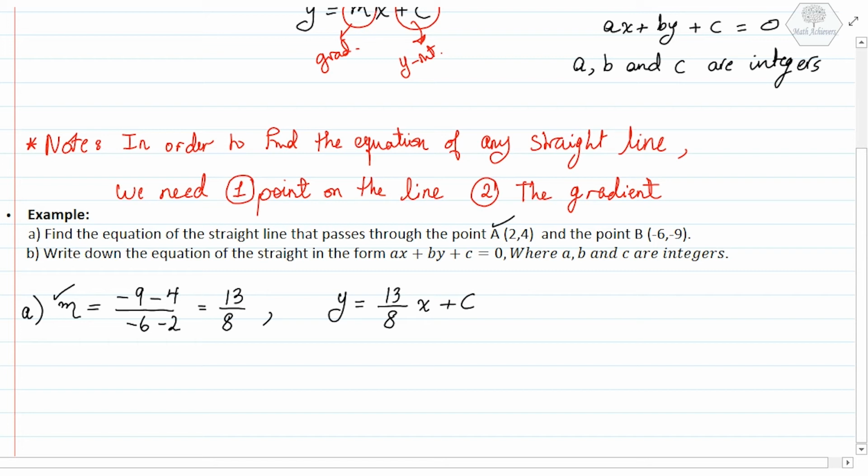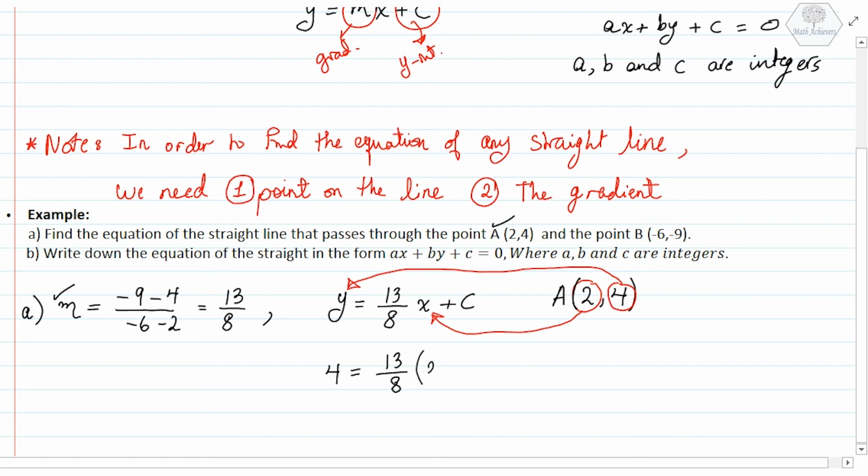Now, in order to find c, I just substitute the point A in my equation. The point A says that when x is equal to 2, the value of y is 4. So I substitute 2 instead of the x and 4 instead of the y. So now I'll have 4 is equal to 13 over 8 times 2 plus c. And now I use this equation in order to find c.